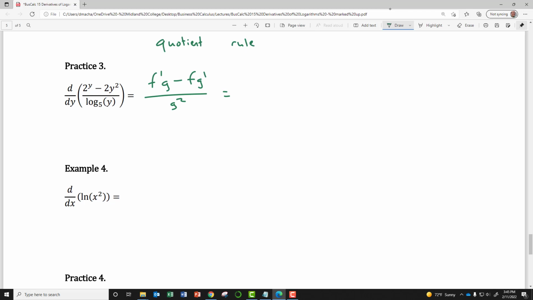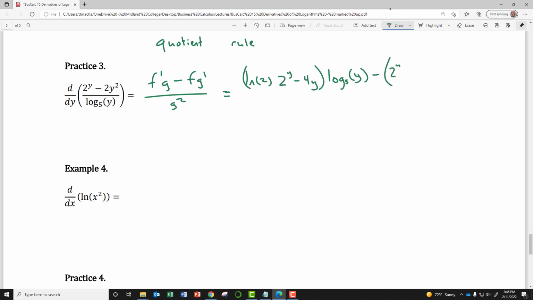We've got f prime g minus fg prime over g squared. And so f prime is the derivative of my numerator, and so that derivative of 2 to the y, we've got to remember what we learned last video. That's going to be natural log 2 times 2 to the y. And also the derivative of negative 2y squared is negative 4y. So that's my f prime times g. G is log base 5 of y minus fg prime.